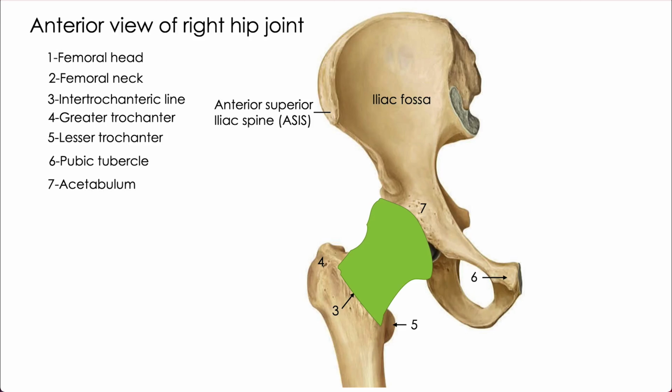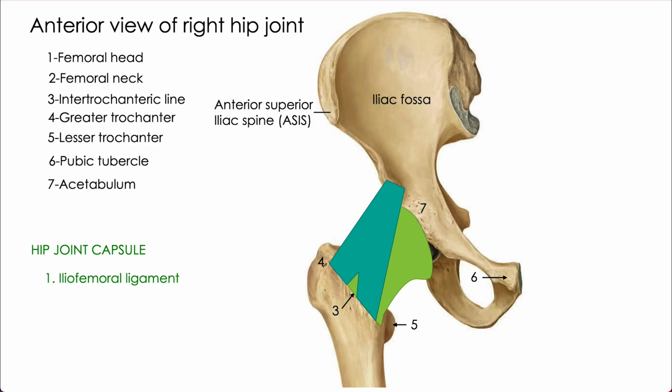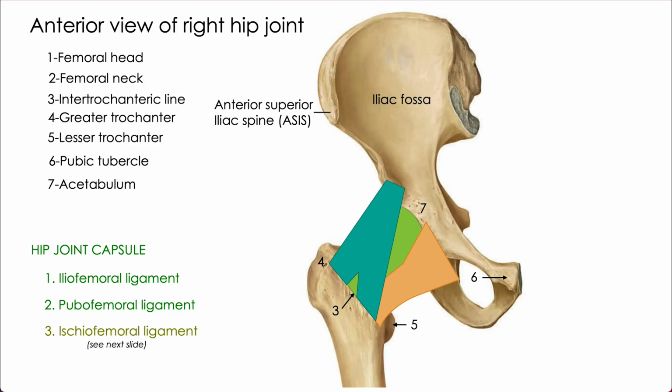And this capsule, which is a fibrous structure, is strengthened by a number of ligaments. These are extracapsular ligaments, and this Y-shaped thing is my iliofemoral ligament. It's one of the strongest ligaments. And then you can see this other one, that is my pubofemoral ligament. Now there is a third one which is known as the ischiofemoral ligament, but you cannot see it because we are looking at the anterior view of the hip joint.